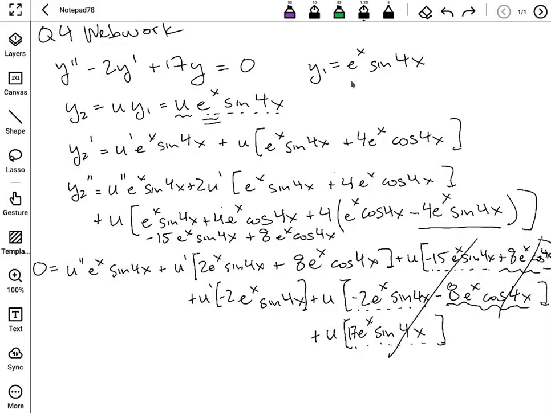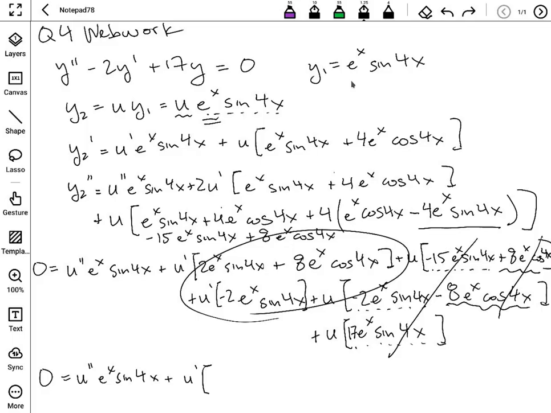So in the end, what I'm going to be left with is 0 is equal to u double prime e to x sine 4x plus u prime, and then I'm going to just add everything in these terms together because they all belong to u prime. I've got 2 e to x sine 4x here, and then minus 2 e to x sine 4x there. So those two are going to cancel out to 0, because 2 minus 2 is 0. And all I'm going to be left with is that 8 e to x cosine 4x.